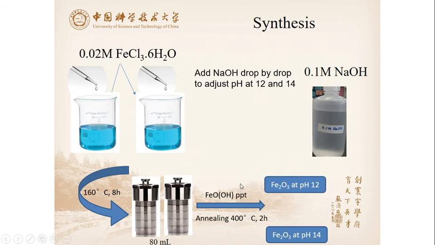Celsius. In the first step, we got iron oxide monohydroxy precipitates. We need to dry out these precipitate for 16 hours at 60 degrees Celsius. Then these dry precipitates were annealed at 400 degrees Celsius for 2 hours. Then we get iron oxide nanoparticles at pH 12 and pH 14.